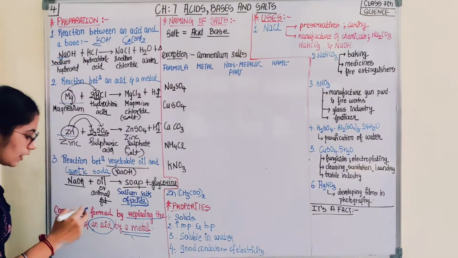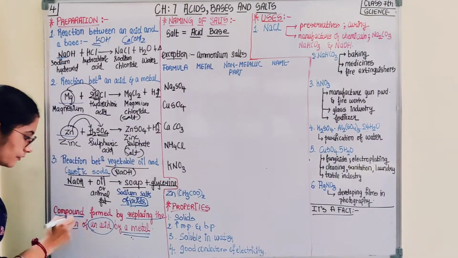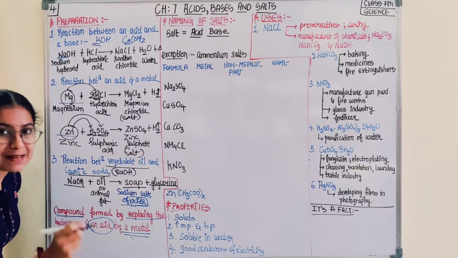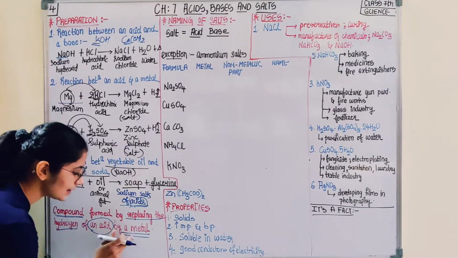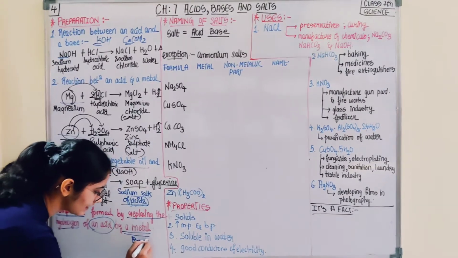So every time, formation of salt takes place by replacing the hydrogen of an acid by a metal, and this metal comes from the base.